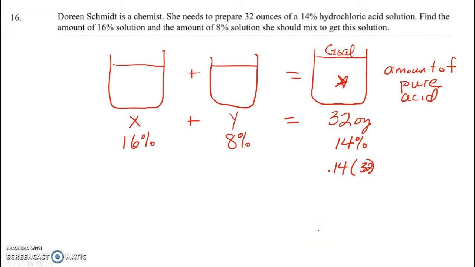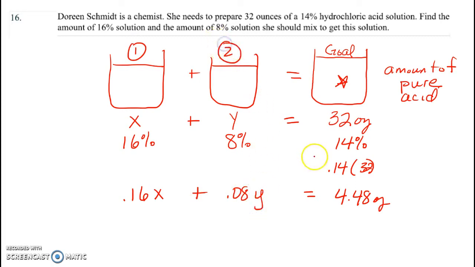And 0.14 times 32, I know that 4.48 ounces in this solution is pure acid. So I'm going to do the same thing over here. 0.16 times the amount of this solution that we're going to pour in. That's going to give me the amount of pure acid in beaker number 1, plus 0.08 times the amount that we're going to take out of beaker number 2. It should equal the amount of pure acid in beaker number 3, our gold beaker.